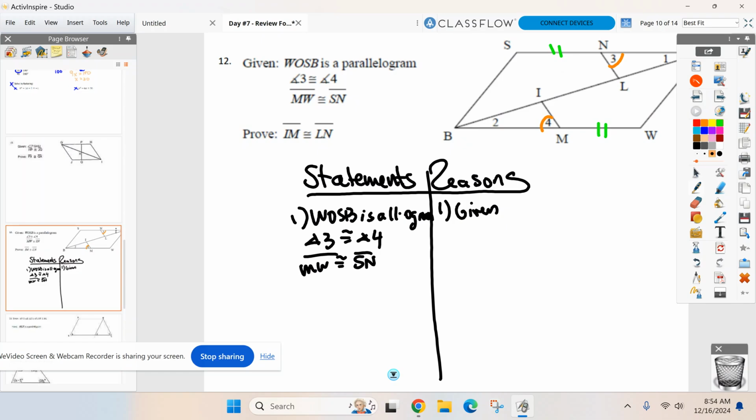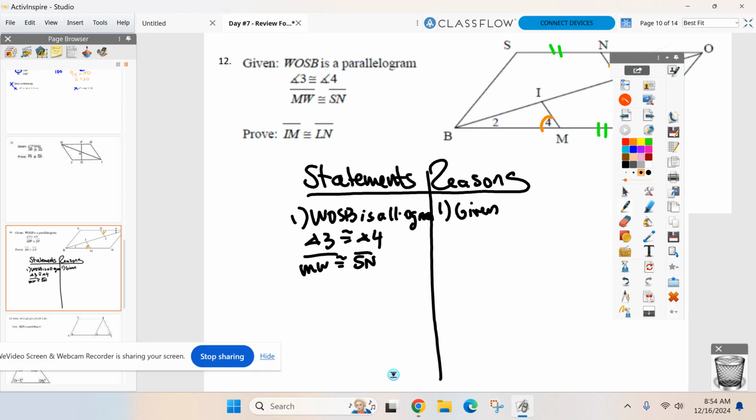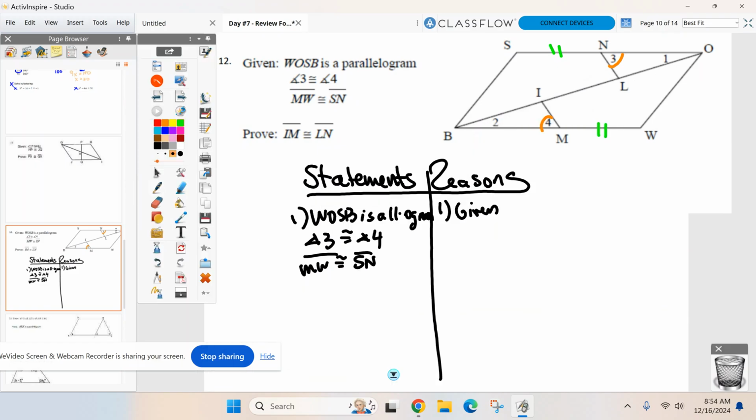IM and LN, those two in the proof statement. They're not going to be congruent unless we do what first? Triangles like usual. So everyone, there's only one pair, but go ahead and pick them. Pick the 2 triangles that contain IM and LN, and we'll get to it. We'll do IBM along with LON. Get those 2 triangles congruent. We'll do a little CPC.